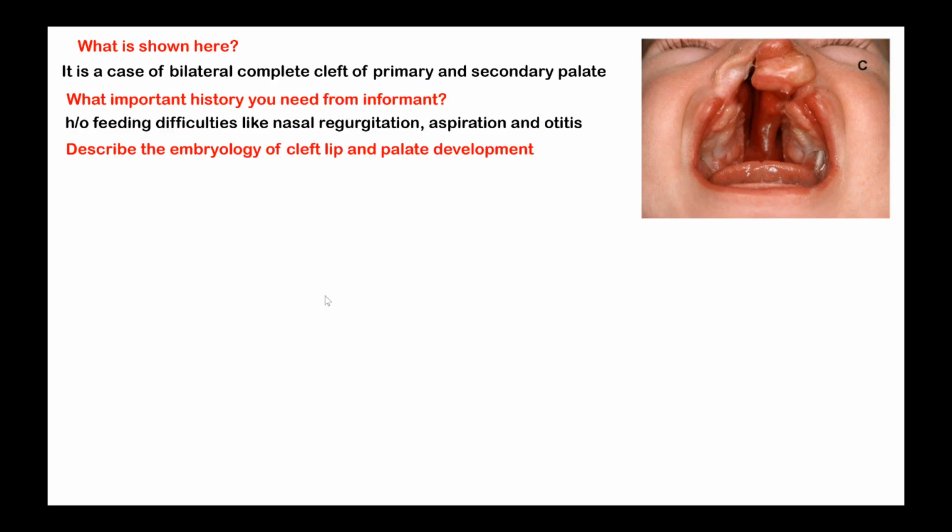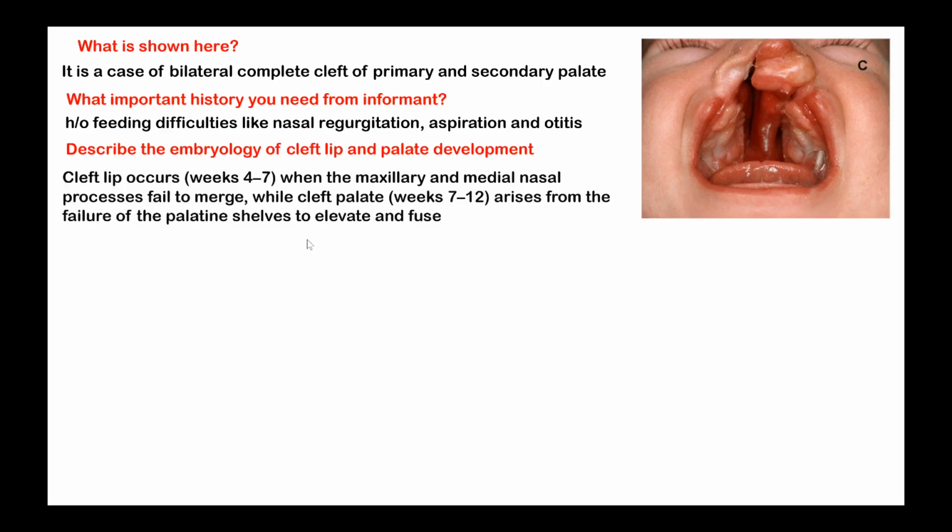What is the embryology of cleft lip and palate formation? Sir, failure of the fusion of the lateral palatine processes, sir. Palatine process and nasal septum, sir. Cleft lip occurs between 4 to 7 weeks of gestation, first trimester, when the maxillary and medial nasal processes fail to merge. Cleft palate occurs between 7 to 12 weeks, and arises from the failure of palatine shelves to elevate and fuse.